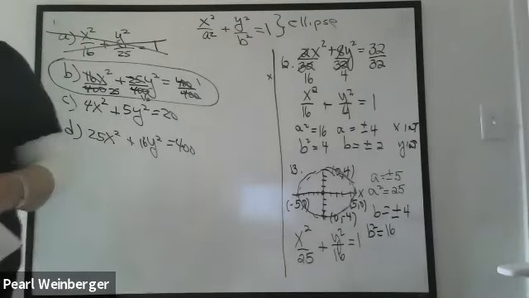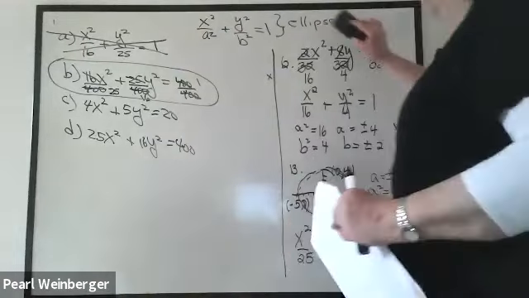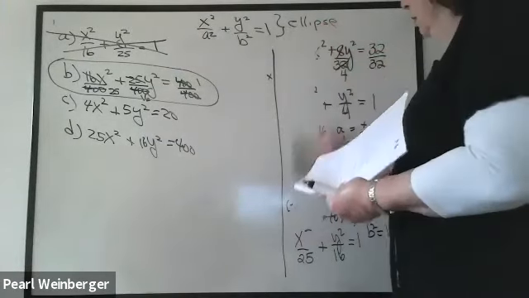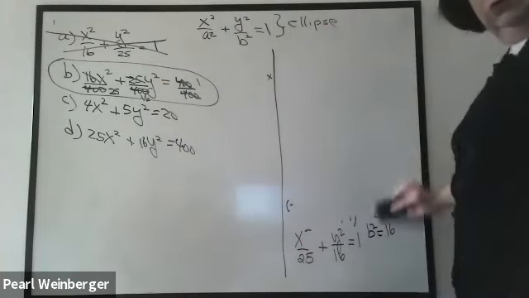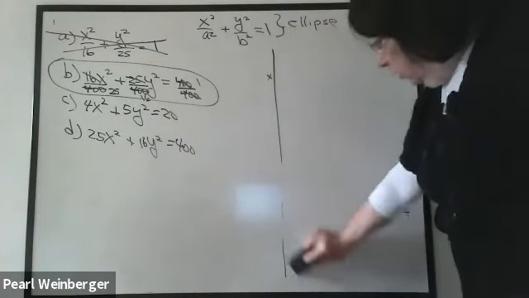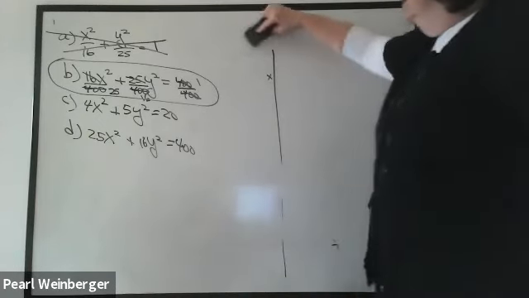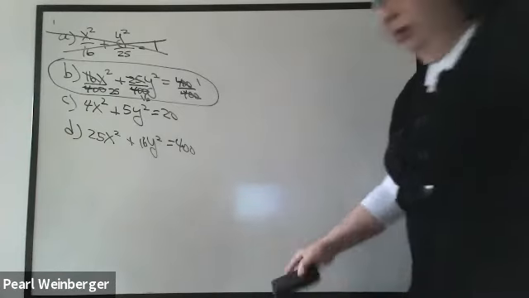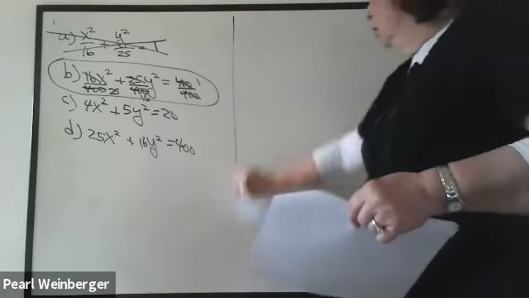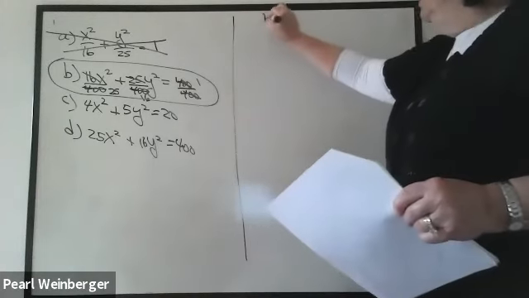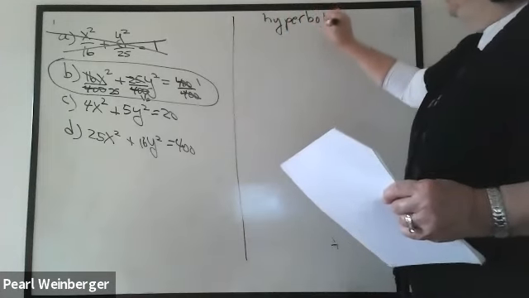Okay, so that takes care of our ellipse, the questions on the ellipse. And the last type of example that we talked about was something called a hyperbola. We did very little with it.